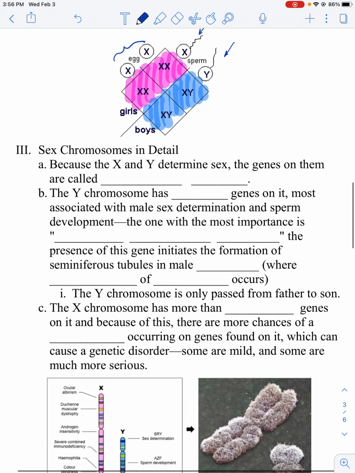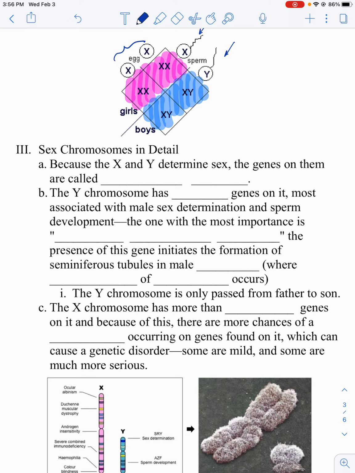Now let's talk about the sex chromosomes in a little bit more detail. Because the X and the Y chromosomes determine genetic sex, the genes on them are called sex-linked genes. The Y chromosome has approximately 140 genes on it, and most of them are associated with male sex determination and sperm development. The one with the most importance is called the testes determining factor.